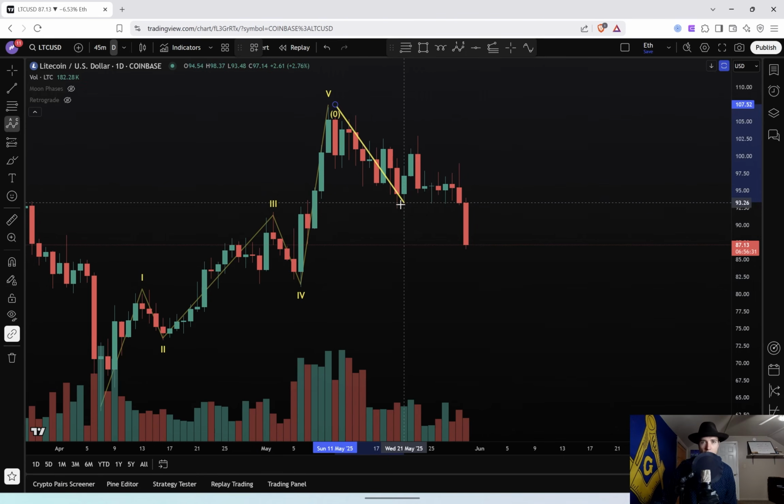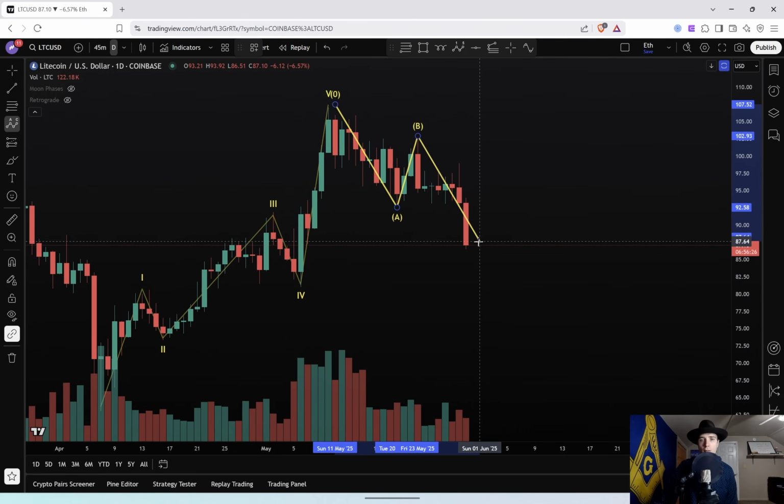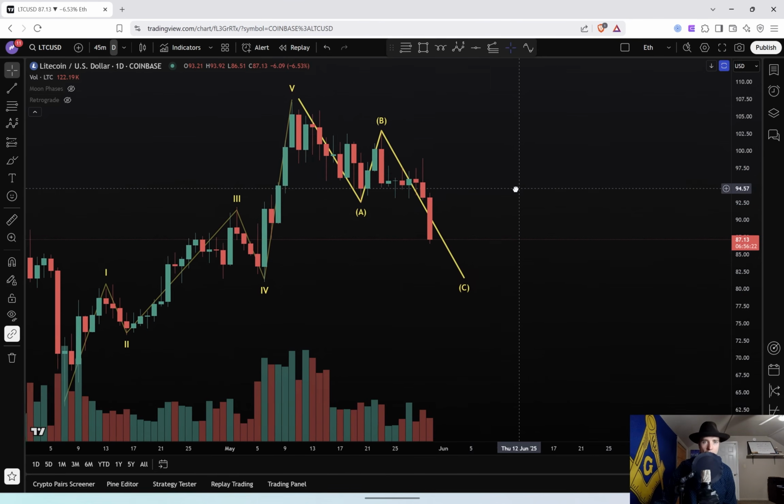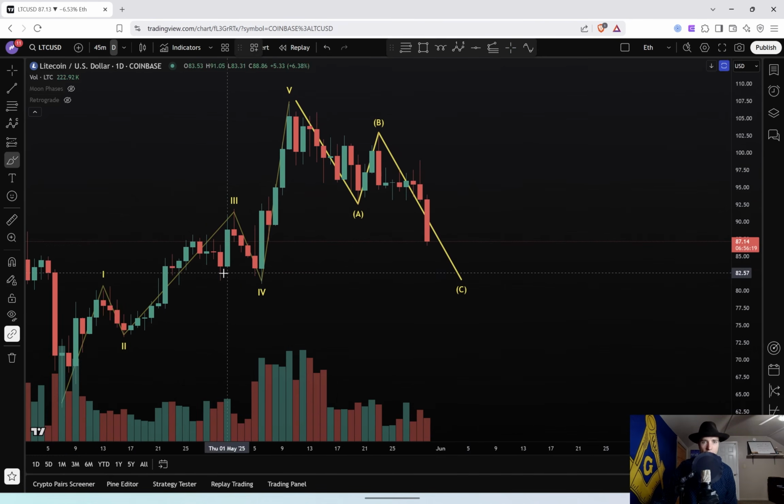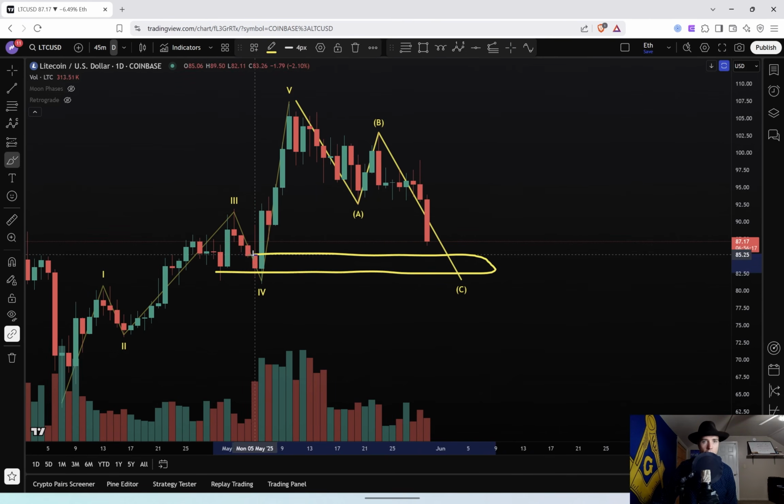So we have Wave A, Wave B, and I'm looking for Wave C to come down into Wave 4 right here, something like this. That's the first area of support where I personally think Litecoin could start to turn around here on the daily candlesticks. So watch for a reversal off of Wave 4 down on those levels.